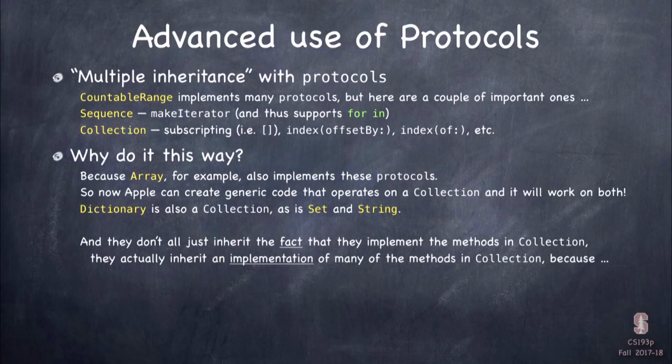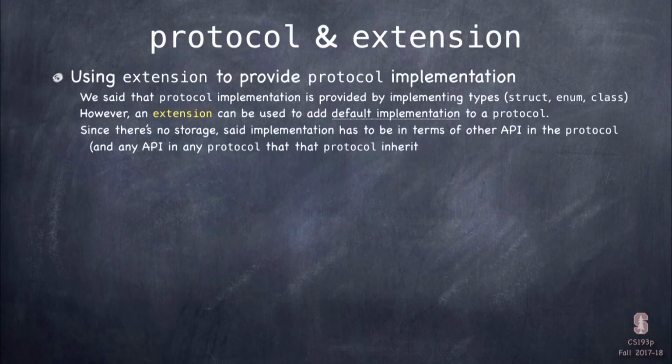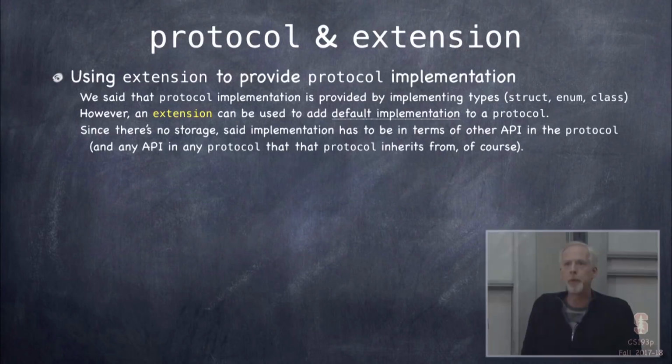So this makes it possible for us to implement index of for all of these classes in one place. So that's why, again, we think it's like multiple inheritance, because they're actually going to inherit implementation. So where do you put this implementation? Because we know a protocol is just a declaration of methods with no implementation. Well, the answer is you put them in an extension to your protocol.